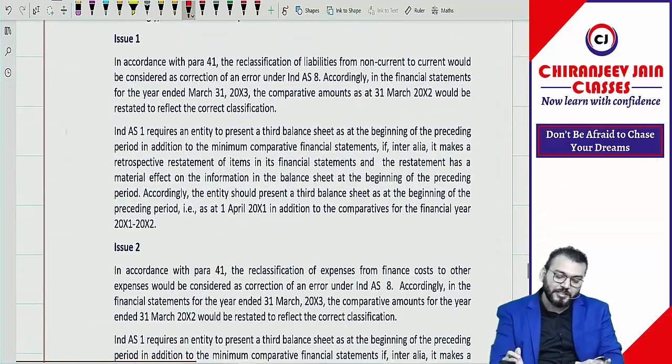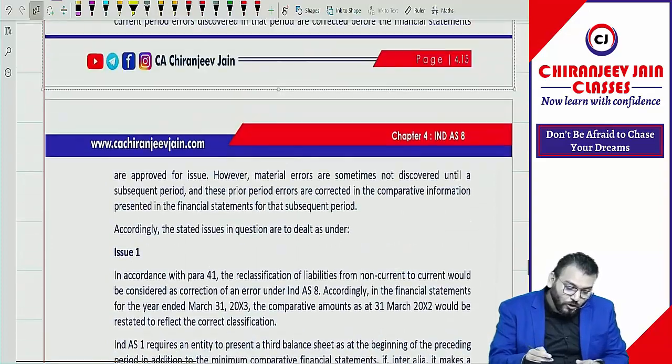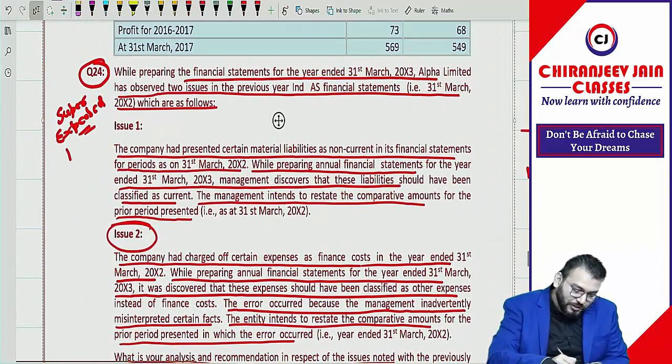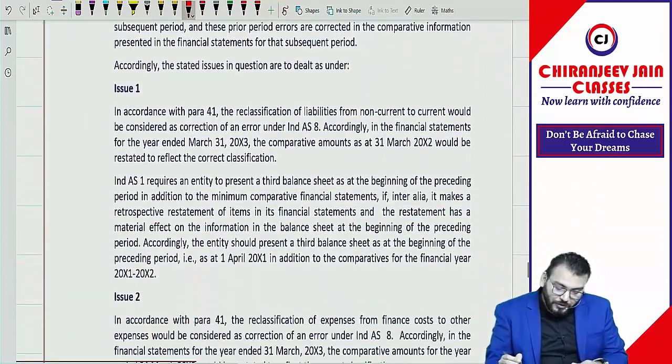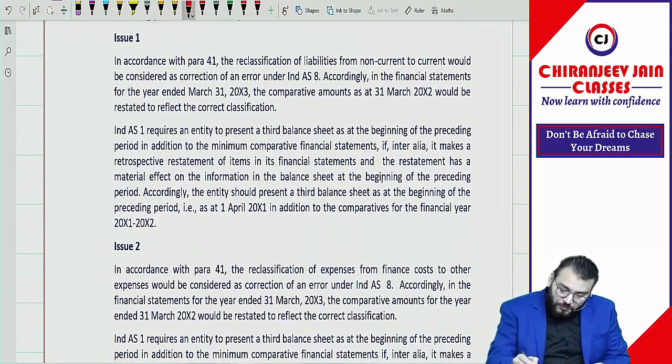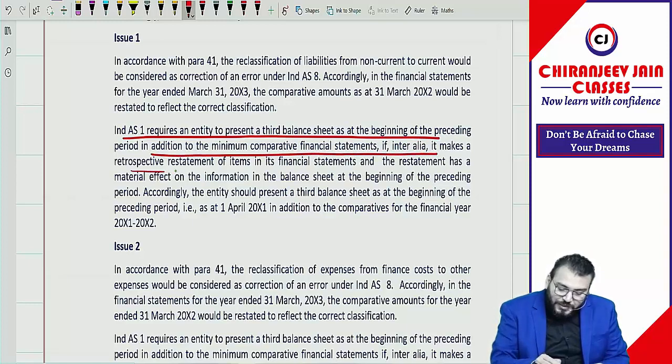What they have written, we will check. And this is the most doubtful question among students, correct? So issue number one, what they have given: Ind AS 1 requires the entity to present the third balance sheet at the beginning of the preceding period in addition to the minimum comparative financial statements if it makes a retrospective restatement, correct? Accordingly, the entity should present a third balance sheet at the beginning of the preceding period in addition.